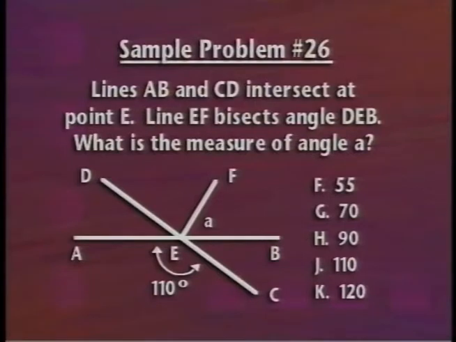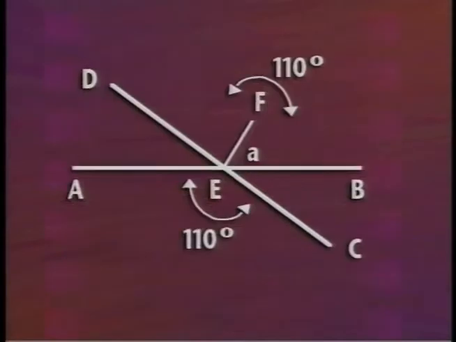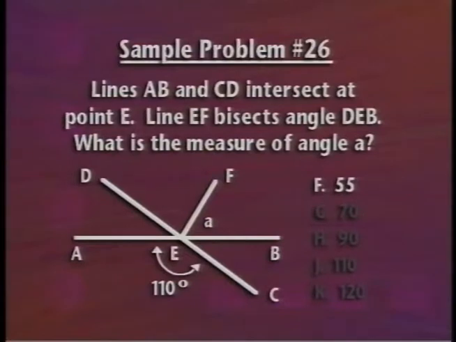Lines AB and CD intersect at point E. Line EF bisects angle DEB. What is the measure of angle A? Let's place information on the figure that we know. Since lines AB and CD intersect at point E, we know that the vertical angles AEC and DEB are equal to each other and each measures 110 degrees. Since line EF bisects DEB, the measure of angle A is 1/2 of 110, or 55 degrees. Answer F.